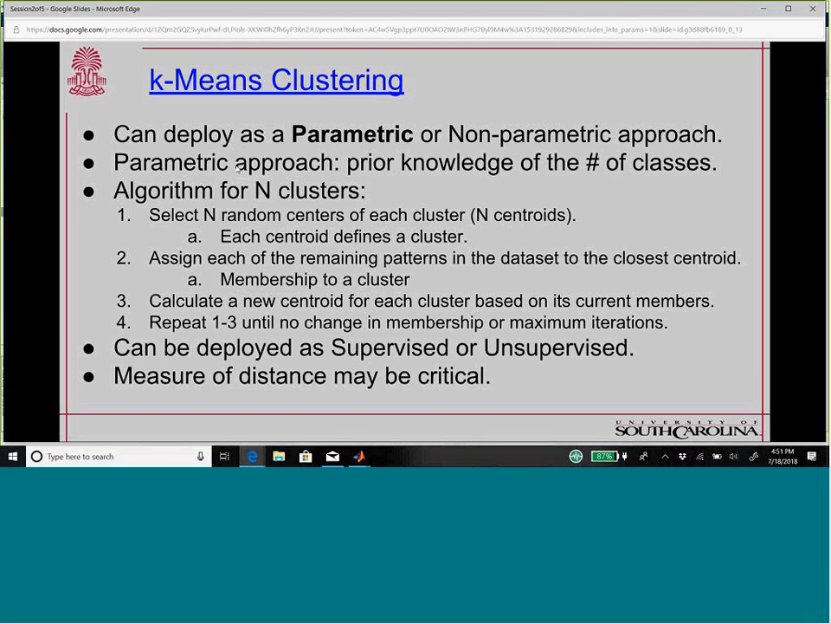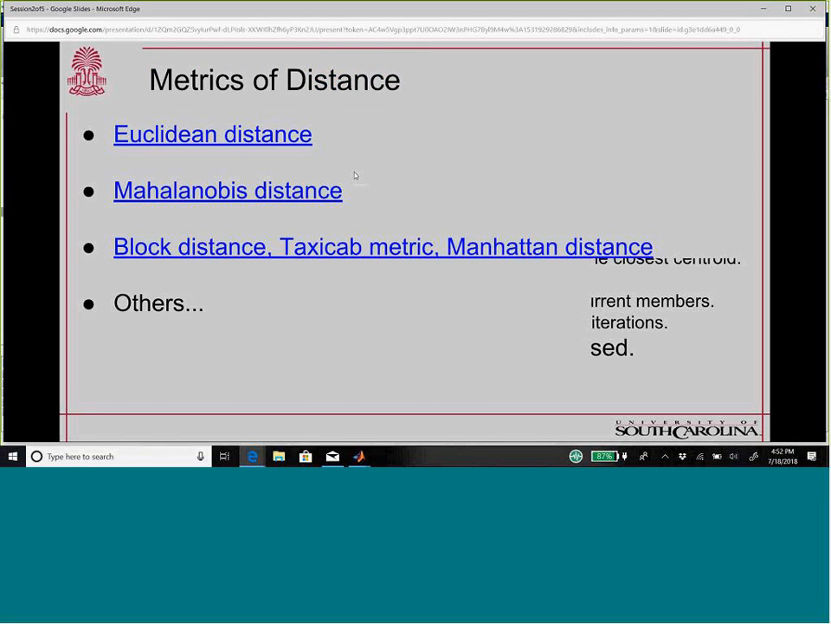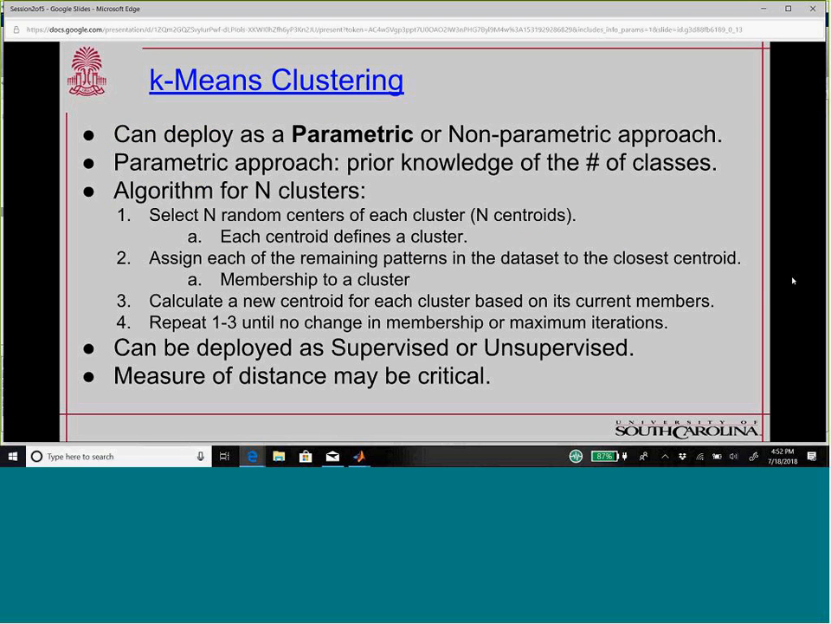To deploy it in a parametric sense, meaning that when I deploy k-means clustering, you have to know how many classes there are. So when I have patients as responders and non-responders, and I want to do k-means clustering, I know there are two: responders and non-responders. In the examples that I'm doing, I know there are two clusters. They are red and blue. And the algorithm for n clusters goes as follows. The algorithm is by selecting n random representatives for the centers of each cluster.